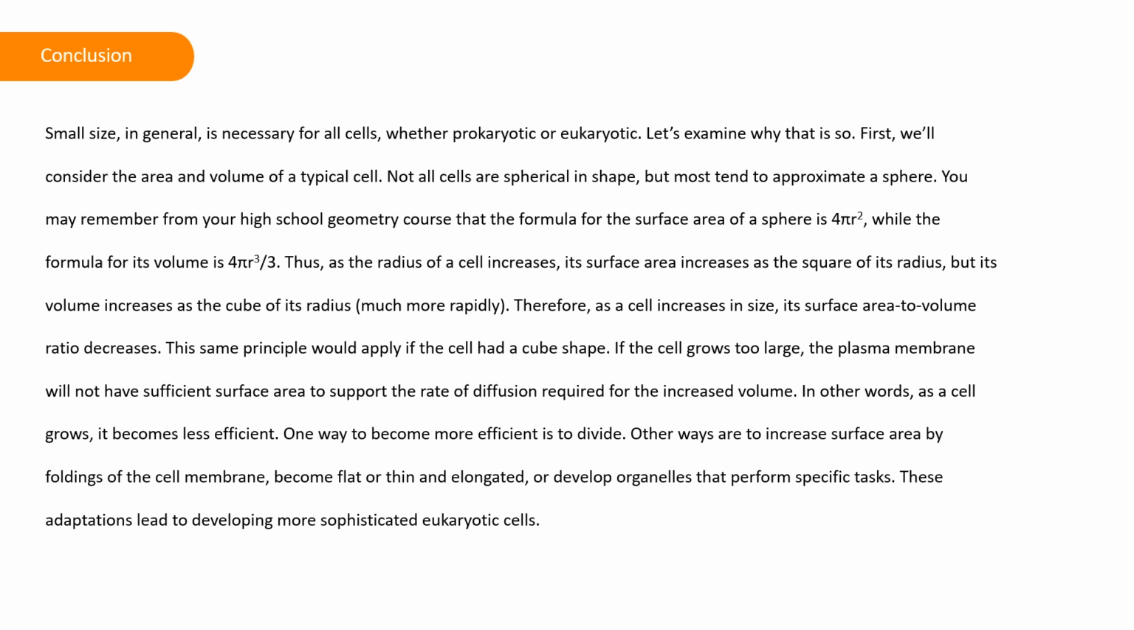One way to become more efficient is to divide. Other ways are to increase surface area by foldings of the cell membrane, become flat or thin and elongated, or develop organelles that perform specific tasks. These adaptations lead to developing more sophisticated eukaryotic cells.